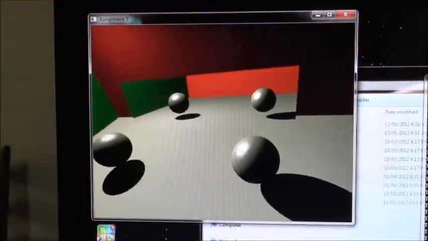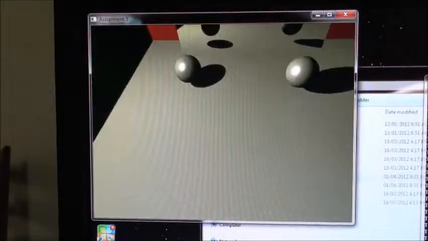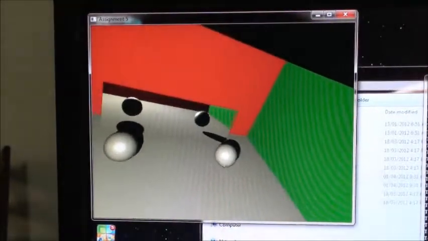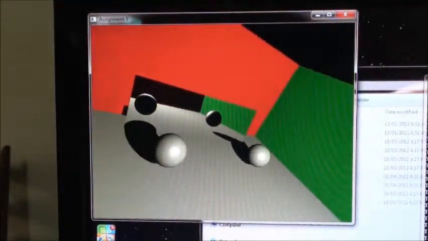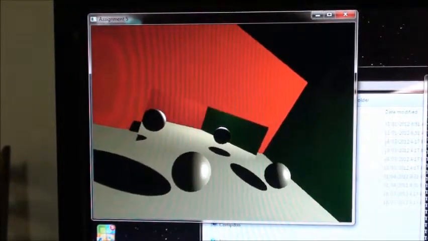This is the second scene you see on the screen. It's 2 spheres with 1 mirror near the wall. So just to show you how well mirrors work in ray tracing, which is pretty hard to achieve in OpenGL.